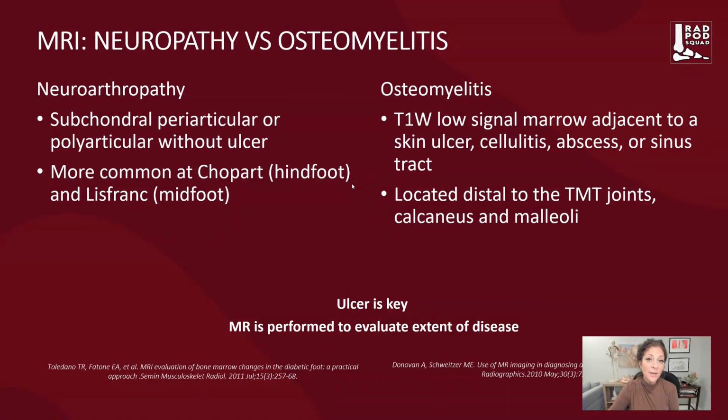And of course, in osteomyelitis, we're going to be applying those same principles. We'll be looking for T1 marrow infiltration, and we'll be looking for those secondary signs, of course, skin ulcer, cellulitis, abscess, or even sinus tracts. And that's located even distal to the tarsometatarsal joints, calcaneus and malleoli, anywhere there's pressure. If there's an ulcer, we want to perform an MRI to evaluate the extent of the disease.